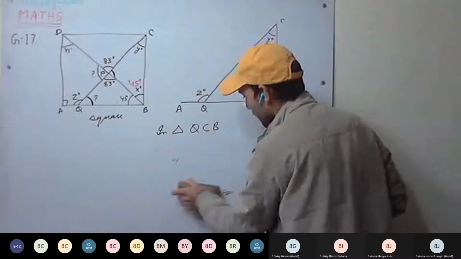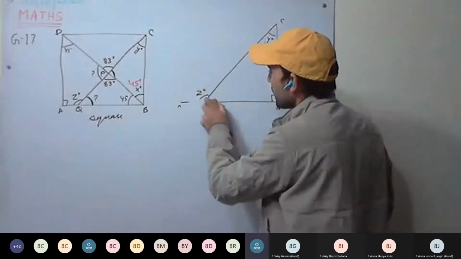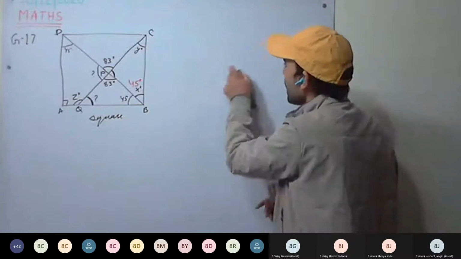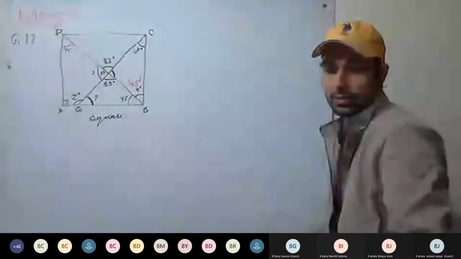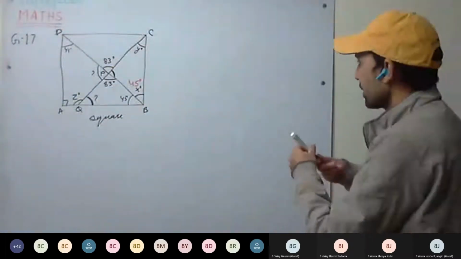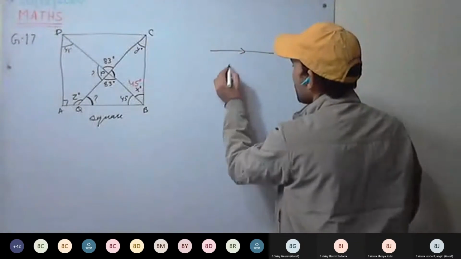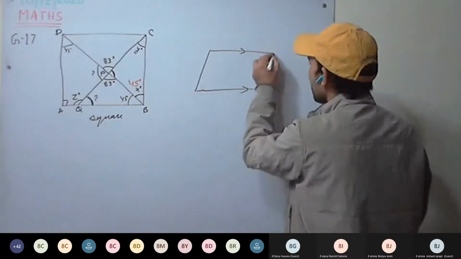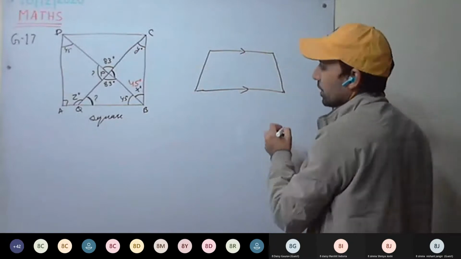So how we can calculate? Here it is given isosceles trapezium. That means the non-parallel sides are equal. These are the two parallel sides and the other non-parallel sides. They are equal as well.